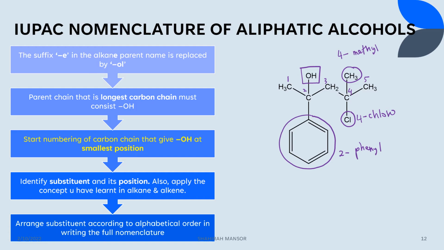Okay, so di sini parent chain kita ada 5 carbon. So the parent name nanti akan jadi 2-pentanol. Dan untuk substituent, since kita ada M for methyl, C for chloro, P for phenyl, maka awak kena susun according to alphabetical order in writing the IUPAC name. So of course, siapa yang akan come first? Yes, 4-chloro. Okay, so 4-chloro, 4-methyl, 2-phenyl, 2-pentanol. So this 2-pentanol adalah merujuk kepada parent chain. Okay, and the rest of them ini adalah substituent.